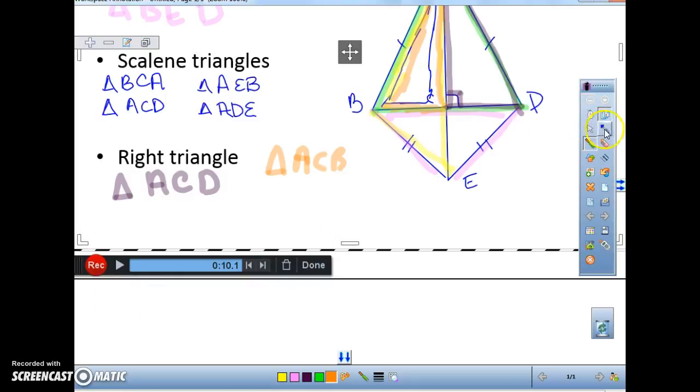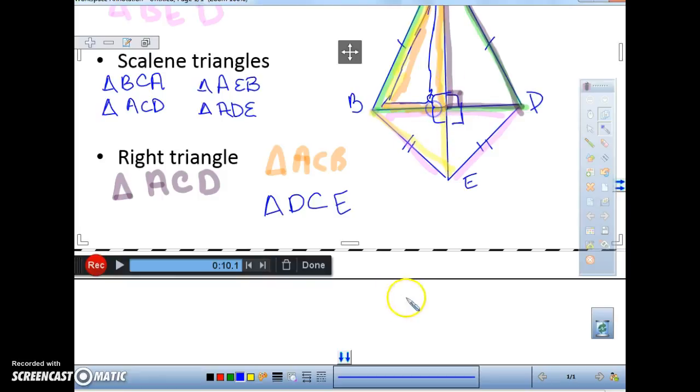What's another one? D, C, E. Oh, yeah, because if this one's 90, well, the ones on the bottom have to be 90 too. There's 4 90s in there. So we have another triangle B, C, E would also work. So there's 4 right triangles just in that little figure. Questions so far?